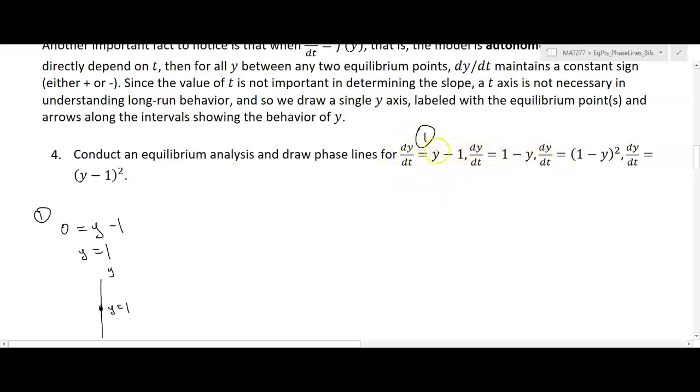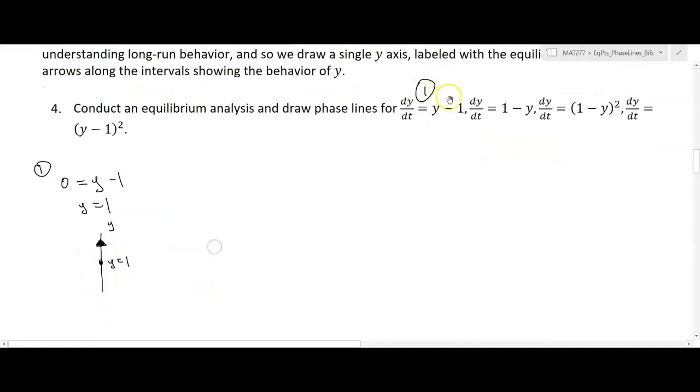These are all autonomous equations. So when y is bigger than 1, that means this is going to be a number bigger than 1 minus 1, which will be positive. So that means that the value of dy/dt is positive, which tells us that y is increasing. Now, when y is less than 1, clearly you're going to take a number smaller than 1, subtract 1 from it. That will make it negative, which means that if dy/dt is negative, y is decreasing.